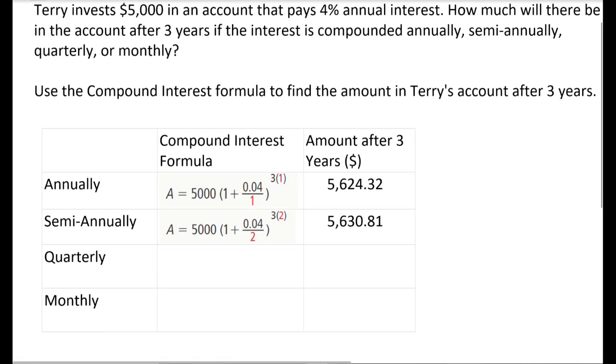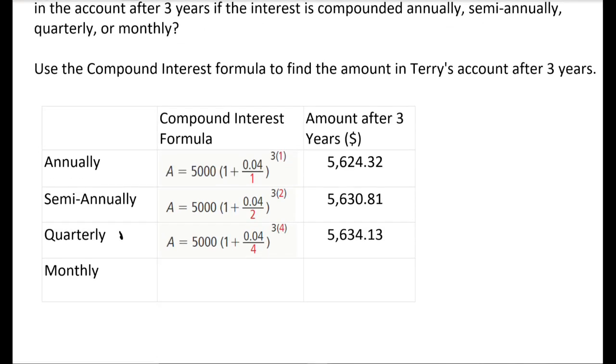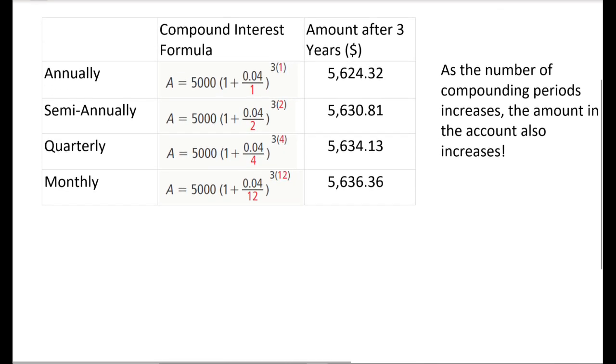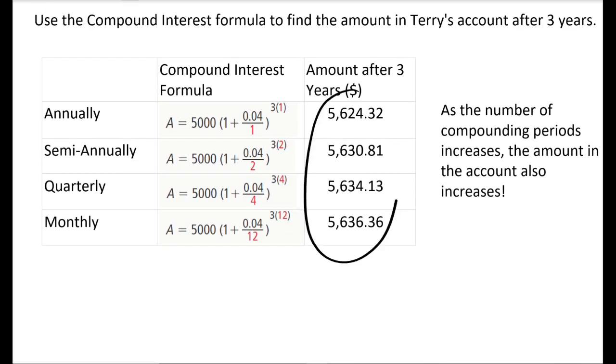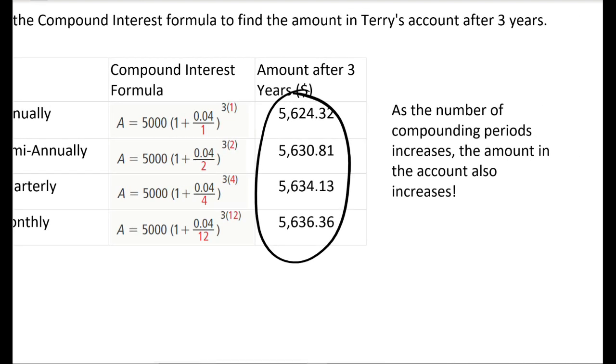All right, so now we're going to do it semi-annually. Semi-annually means n equals 2. You're doing it 2 times per year, and therefore this is going to be 2. We do that, we get $5,630.81. Quarterly represents n equals 4. You're doing it 4 times per year. Monthly is going to be 12 times per year. So we use that formula for 12, and these are the values that we get for annual, semi-annual, quarterly, and monthly. Notice that as the number of compounding periods increases, the value gets bigger. That's the pattern that I want you to see there.